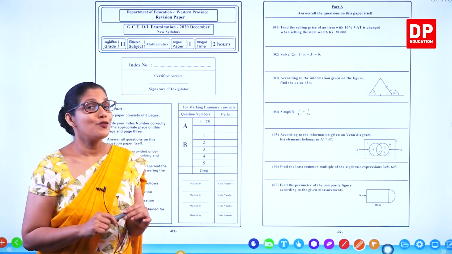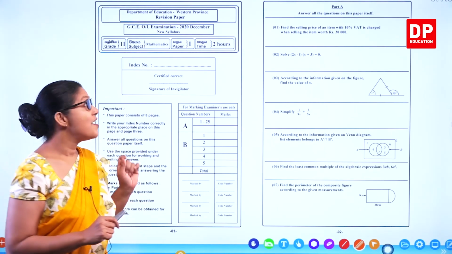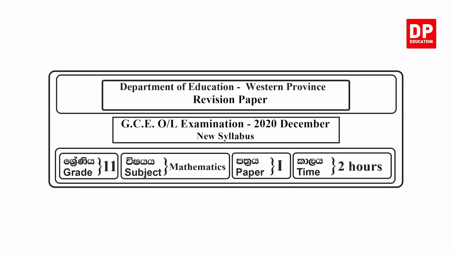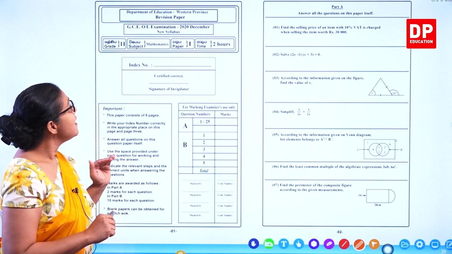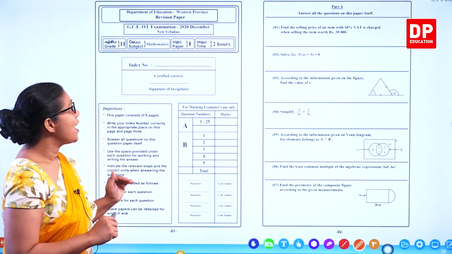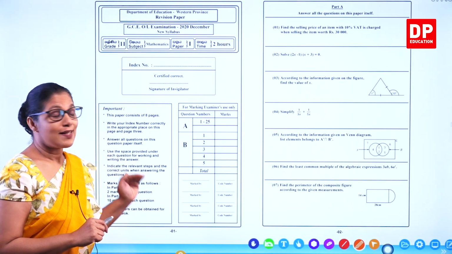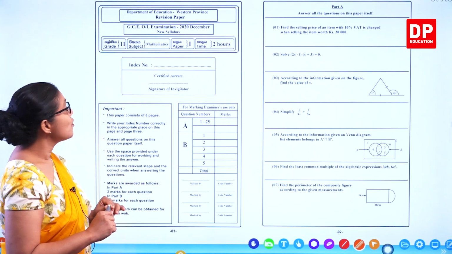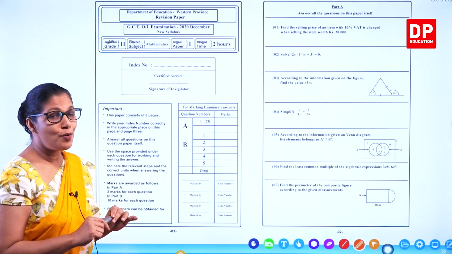Hello students, today I'm going to do another revision paper that is published by the Department of Education, Western Province. This is the latest paper that you can do. So please do this paper and check my answers. This is an important paper for you.